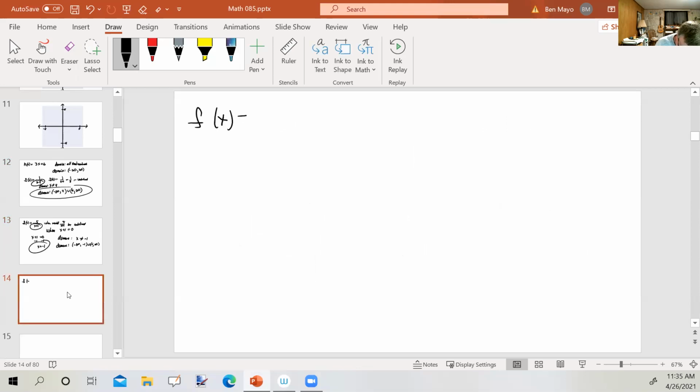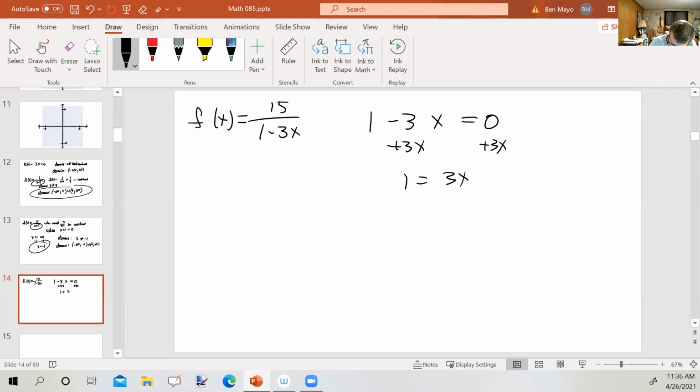F of x equals 15 over 1 minus 3x. So when would this thing be undefined? You take 1 minus 3x equals 0. If I add 3x to both sides, I get 1 equals 3x. Divide by 3, x equals 1/3. So your domain, x can't equal 1/3 because that makes the denominator 0, which makes the whole thing undefined.